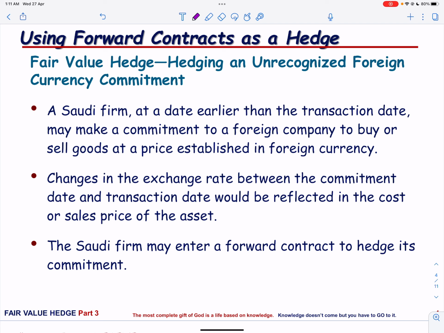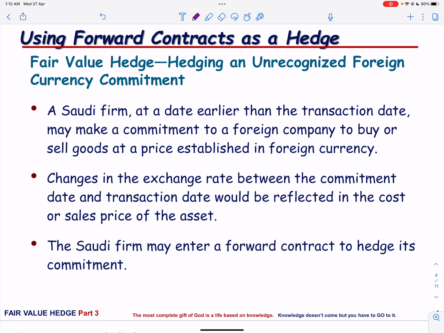So the commitment is made today, and this is a firm commitment. That means the company cannot change it. Such a transaction is called an unrecognized foreign currency commitment. So the transaction has not taken place, but there is a commitment, and this commitment is firm. The company cannot change it. Changes in the exchange rate between the commitment date and the transaction date will be reflected in the cost or the sale price of the asset. So between the commitment date and the transaction date, any changes will need to be recorded.